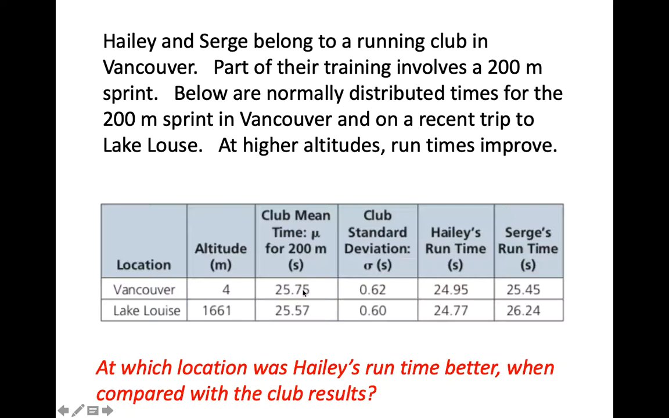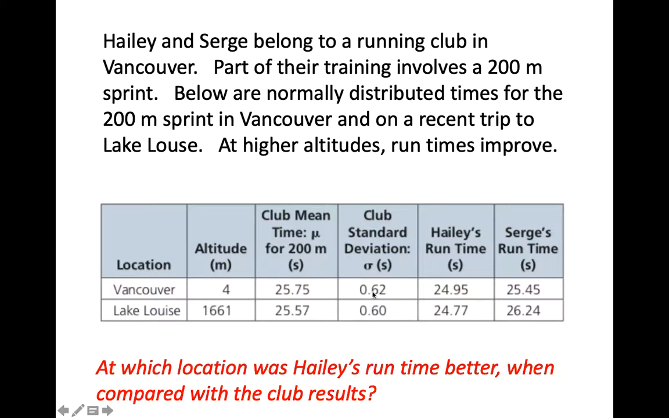If I look at what the average time was for the club at 25.75 with a standard deviation of 0.62, just looking at Haley's running time, she is definitely faster than the average one in the club. And I look at her time in Lake Louise, same thing. It's a different mean, different standard deviation, but she's still lower. The question really is, at which time was she actually better? When was she running faster than the other?